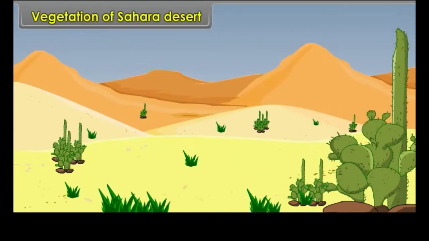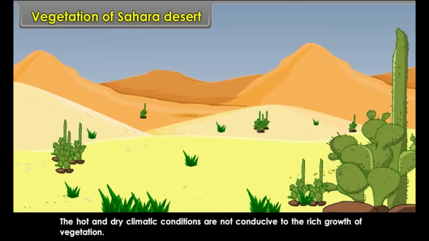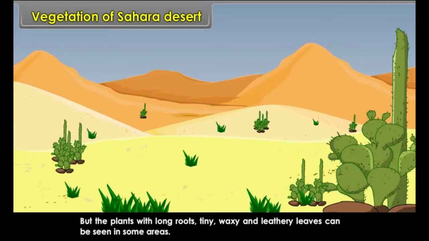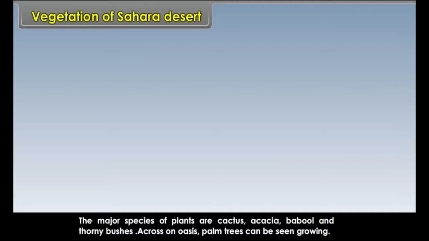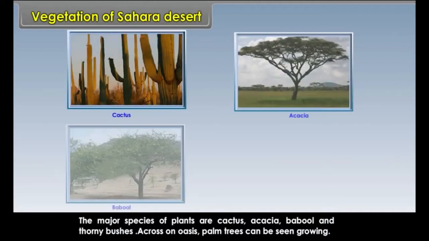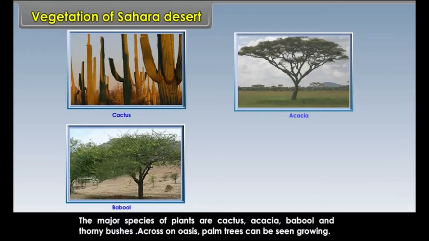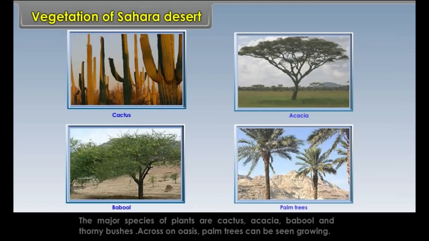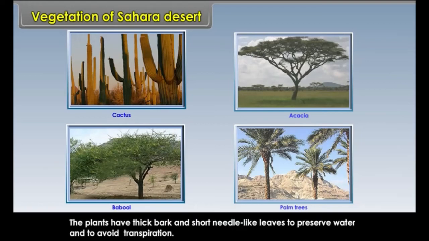Vegetation of Sahara Desert. The hot and dry climate conditions are not conducive to the rich growth of vegetation, but plants with long roots and tiny waxy, leathery leaves can be seen in some areas. The major species of plants are cactus, acacia, babool and thorny bushes. Across an oasis, palm trees can be seen growing. The plants have thick bark and short needle-like leaves to preserve water and to avoid transpiration.